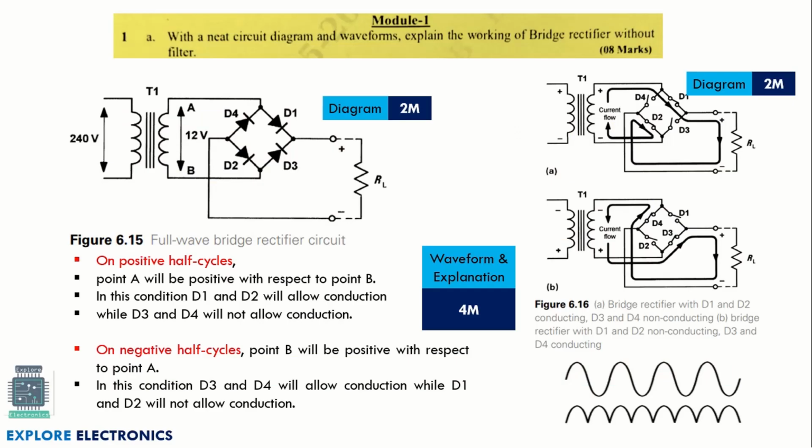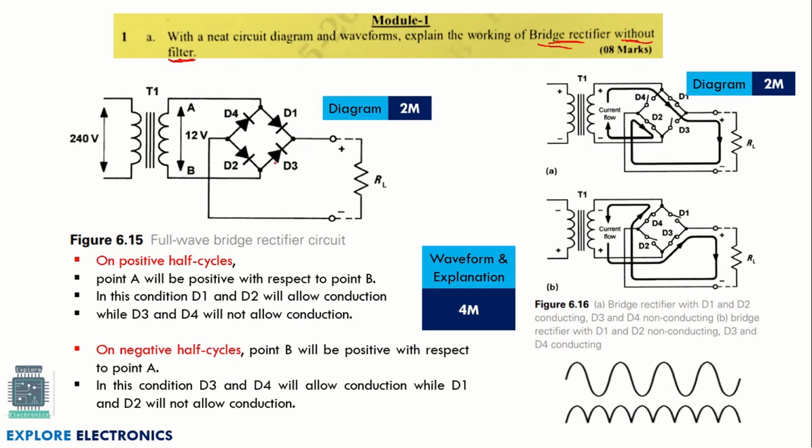The first question: with neat circuit diagram and waveform, explain the working of bridge rectifier. Here the bridge rectifier is asked without capacitor, that is, without capacitor filter. In these kinds of questions, you need to carefully look at whether they have asked to write with filter or without filter. Here it is asked without filter.